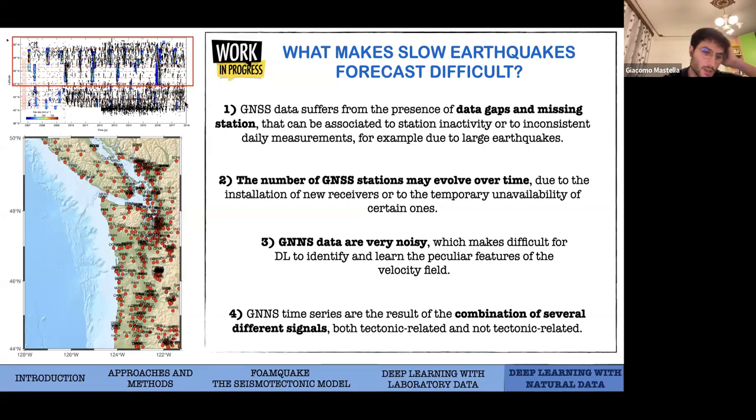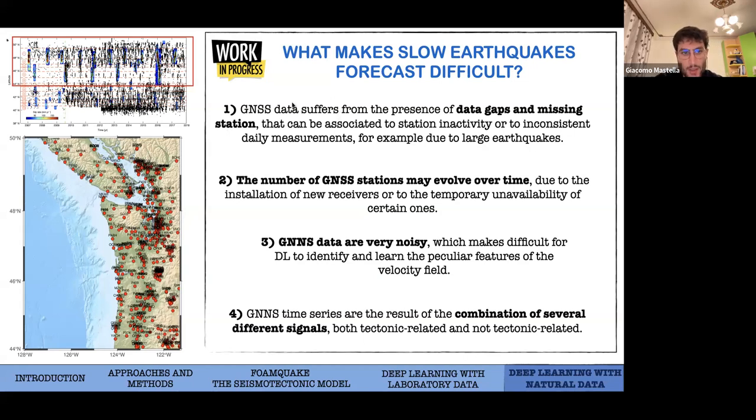Why slow earthquakes? Because slow earthquakes are very frequent in time. So we have access to a long enough catalog of slow slip events that can be used with machine learning. Because of course, when you are using machine learning, you need a lot of data to train your model. And so slow earthquakes, for example, can be a perfect data set to be treated with machine learning.